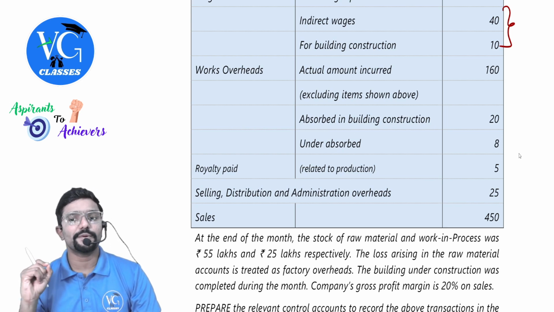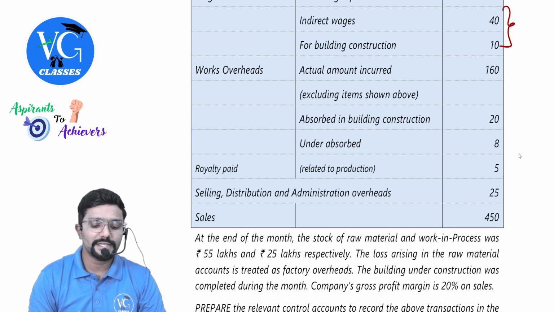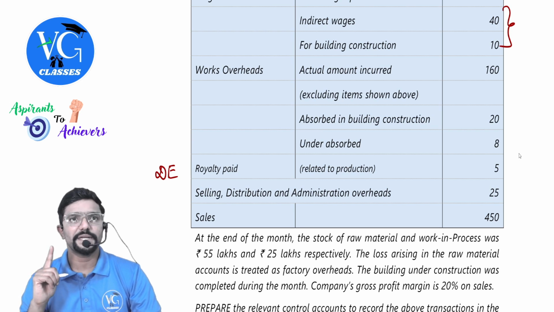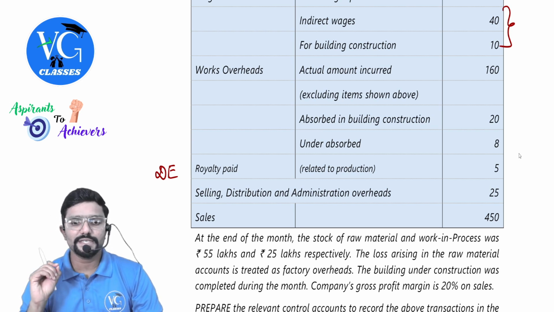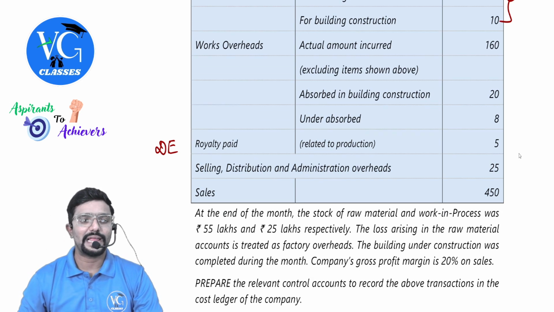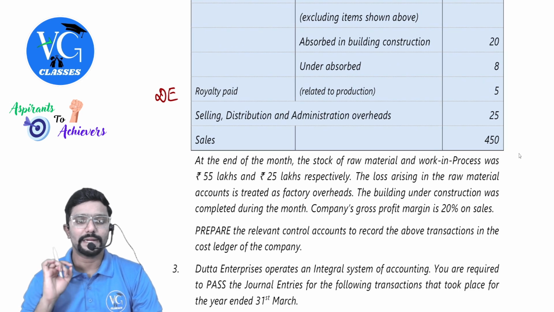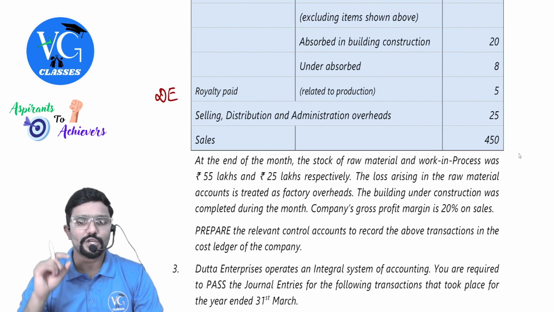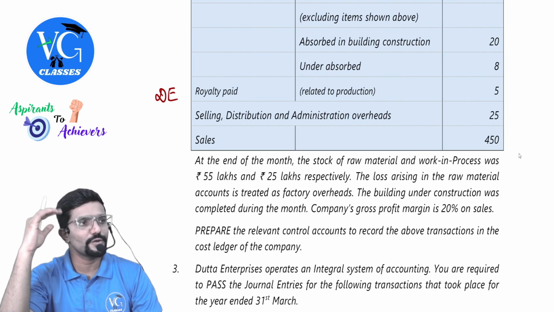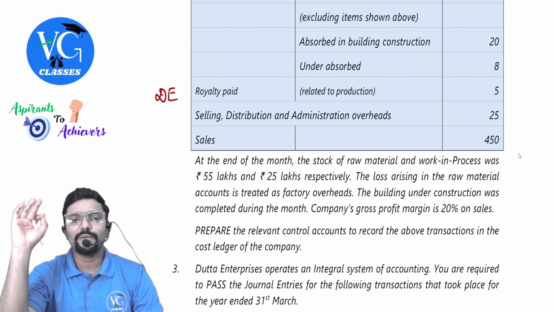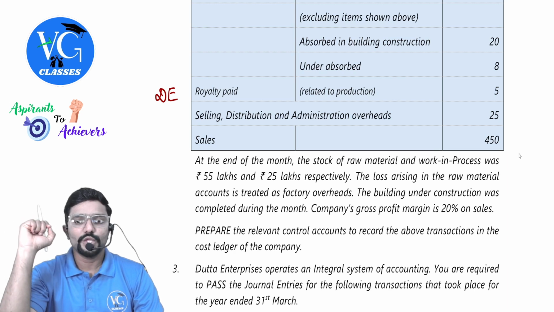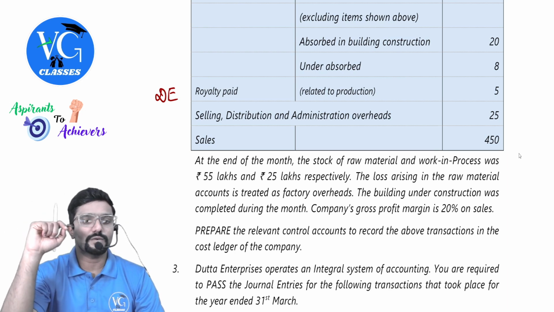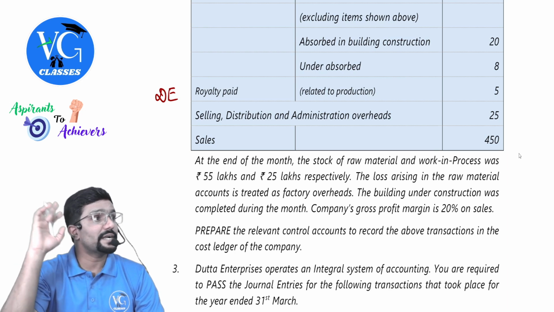Royalty paid related to production 5 lakh. Guys, this is nothing but direct expenses, because it is related to production. Selling, distribution and administrative overhead 25 lakh. Sales 450 lakh. At the end of the month, the stock of raw material and work in progress was closing stock 55 lakh and 25 lakh respectively.